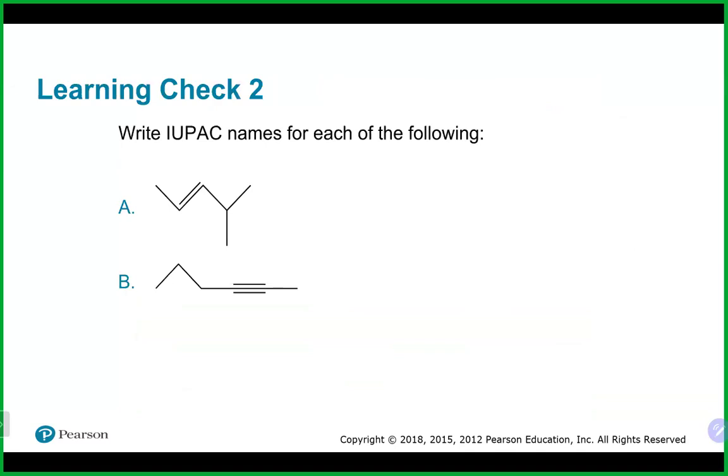All right, so why don't you try the names here and see what you come up with? Why don't you also draw something? I'll make something up. Let's go with 4-chloro-2-hexene. We'll find out shortly if that works.